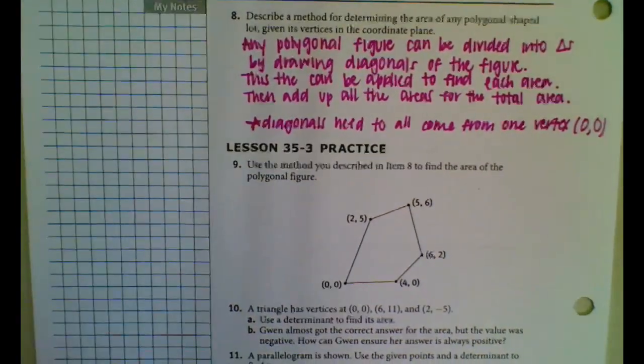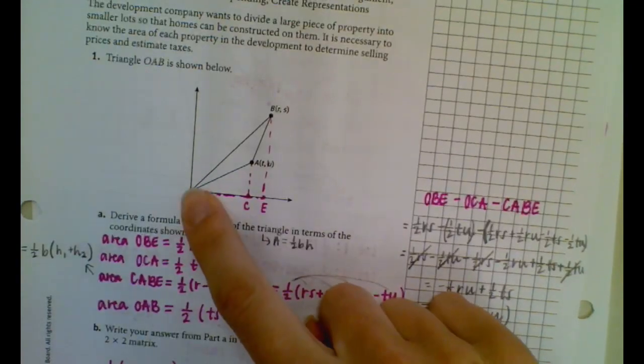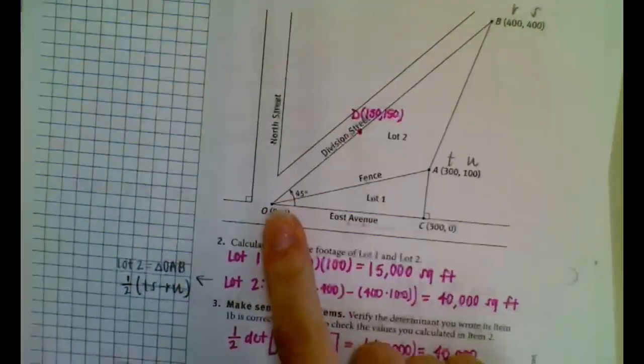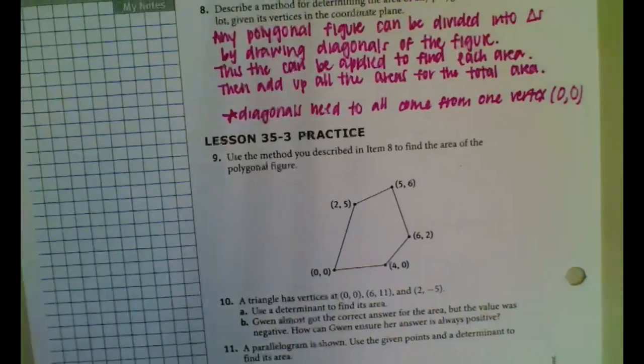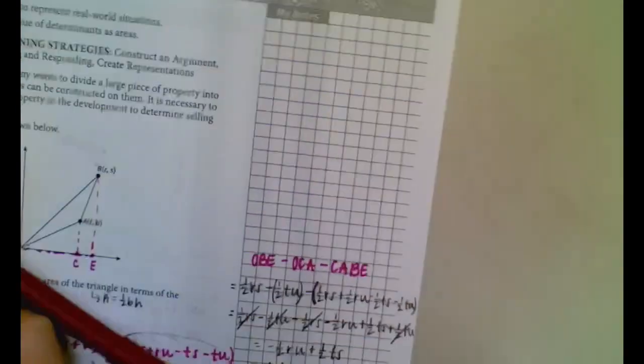Okay, so kind of like what we did here, everything was about that point 0, 0, and on this problem we were about 0, 0 as well. And actually same thing down here on number 7. Okay, all right, that's it, guys.